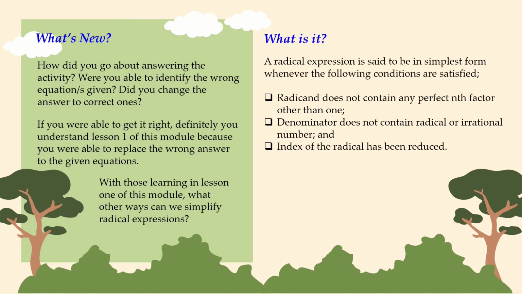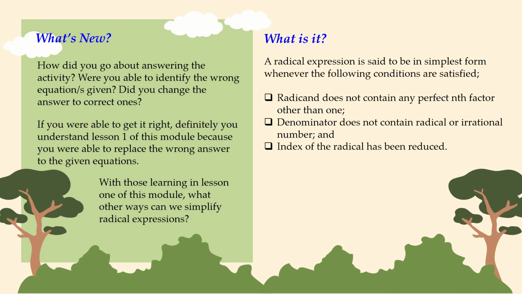So what is it? A radical expression is said to be in its simplest form whenever the following conditions are satisfied. First, some of these conditions were already proven in the five laws of radicals earlier. The radicand does not contain any perfect nth factor other than 1. So these perfect squares and perfect cubes, if any remain, they must be extracted. Then the second condition: the denominator does not contain a radical or irrational number. Then the last one: the index of the radical has been reduced.